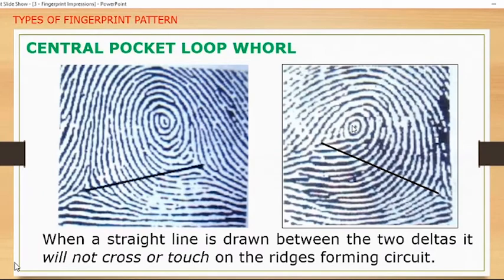Another. Ito lang yung umikot. This is the ridges na umikot. Ito kasi lumabas na, hindi na siya umikot. Ito lang ang umiikot na ridges with its complete circuit. Kaya, this is a central pocket loop wall because the straight line drawn from the left delta to the right delta, yung ridges na umiikot, hindi na dinaanan o na-touch ng iyong straight line. Kaya ang tawag sa kanya ay central pocket loop wall.